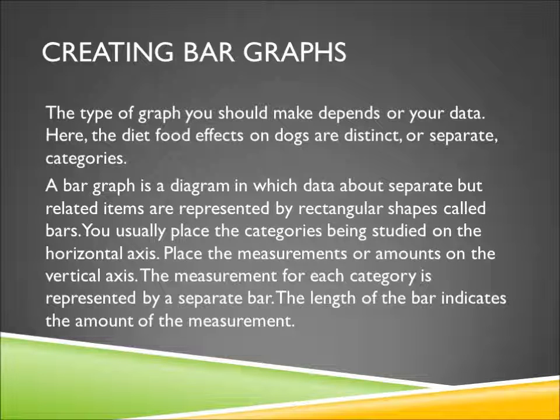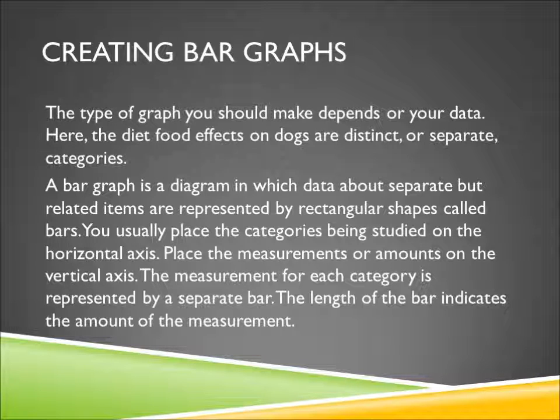horizontal axis. The categories being studied, as you see a little further down there, I didn't have, like, name of food or brand of food or whatever. So anyways, a bar graph is a diagram in which data about separate but related items are represented by rectangular shapes called bars. So that's easy.